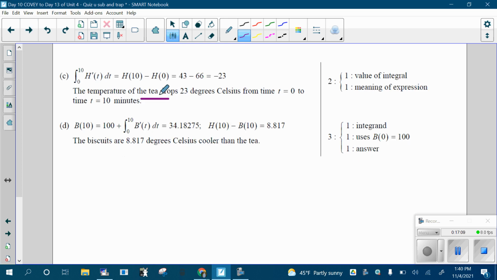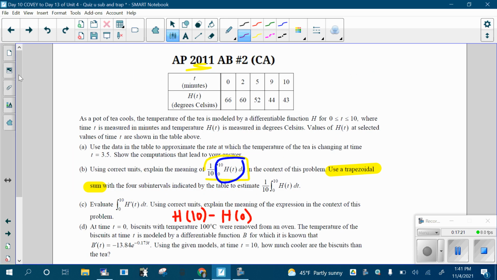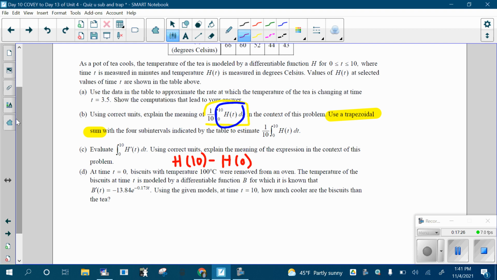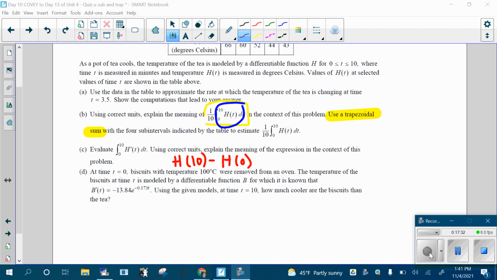Okay, so back here, you'd have to have the value of the integral, so you'd have to actually have done that and gotten negative 23, and then said something about it being the change in temperature from time t equals 0 to 10. Cool. Last question here, classic one they ask all the time. Sorry, I had to read it real quick.